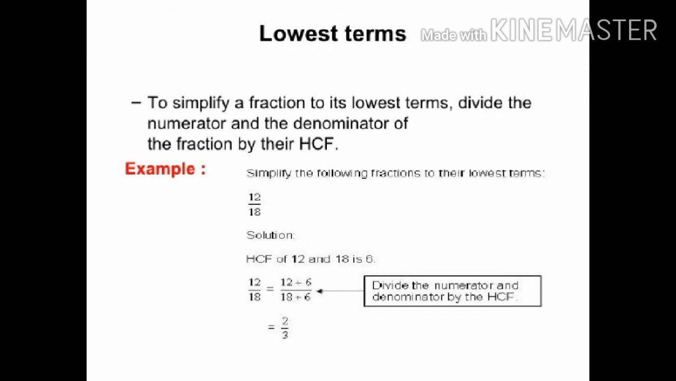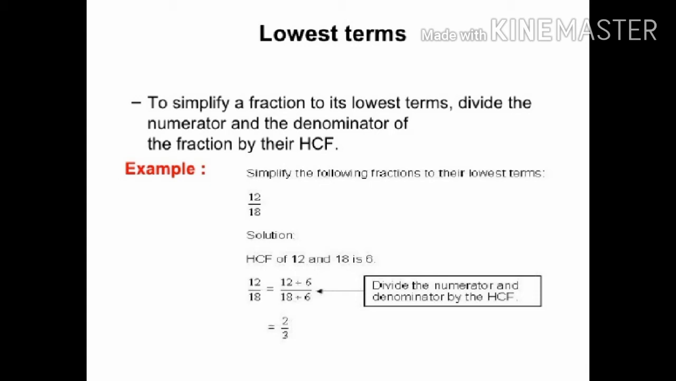So we will divide the numerator and denominator by the HCF. So the HCF is 6. So we will divide 12 and 18 by 6. So 6 2s are 12 and 6 3s are 18. Now dear students, look, 2 by 3. 2 and 3 cannot be divided further by any common factor, okay. So 2 by 3 will be the lowest term. The lowest term of 12 by 18 is 2 by 3.